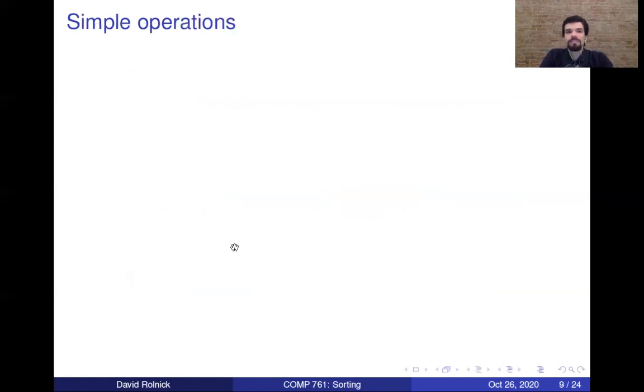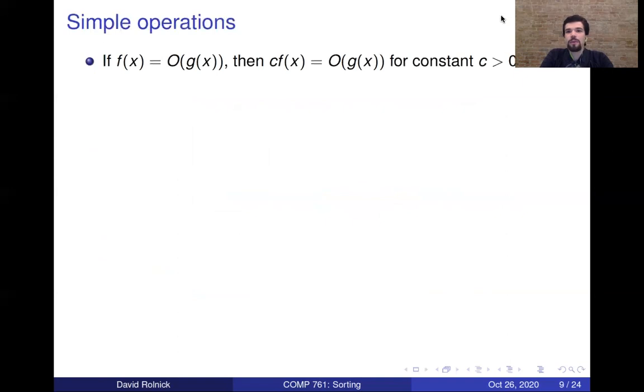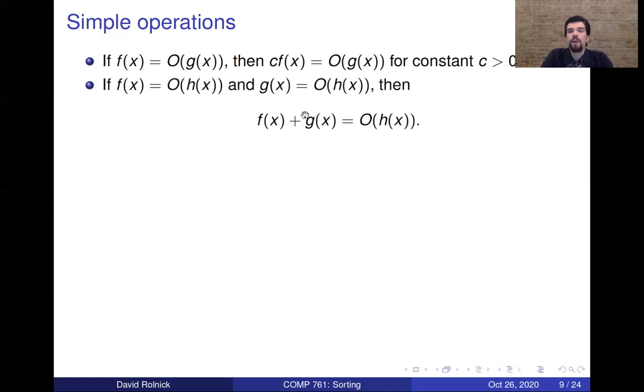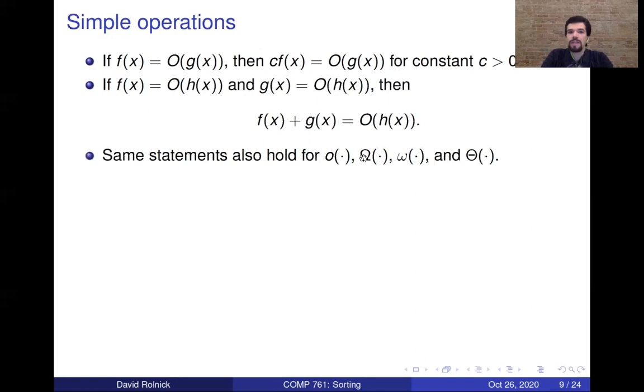Okay. Simple operations. If you have f of x equals big O of g of x, then c times f of x is big O of g of x for any positive constant. And if you have two things that are both big O of h of x, then their sum is also big O of h of x. The same thing holds true for any of these other notations.